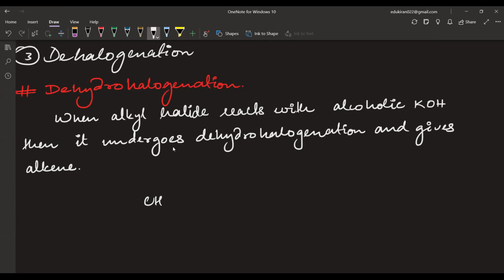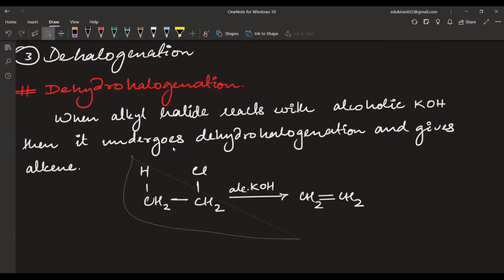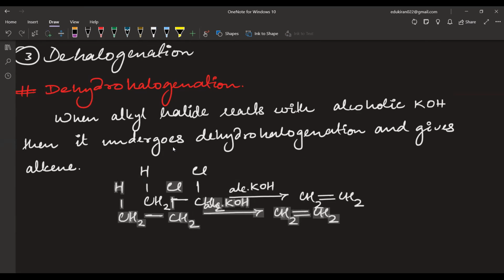We have CH2, no, sorry, CH2 single bond CH2. This carbon also has a hydrogen, that is CH3, and this carbon has, let us say, chlorine. And if I react this with alcoholic KOH, then what is going to happen? This HCl will be removed, and you will be getting CH2 double bond CH2. As simple as that.